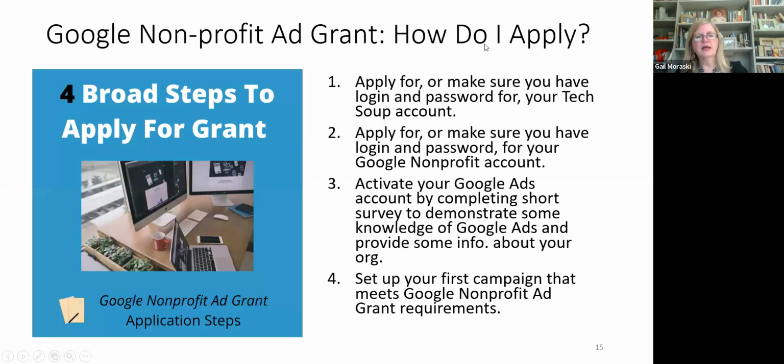So now we're going to get into what the 4 broad steps are for applying for a grant, and then we're going to go over each of the 4 steps in more detail. Basically, these are the 4 steps. You have to apply for, or make sure you have, a login and password for your TechSoup account. You have to apply for or make sure you have a login and password for your Google Nonprofit account. And then you have to activate your Google Ads account by completing a short survey to show Google Nonprofit that you have some knowledge of Google Ads, and to provide some basic information about your organization.